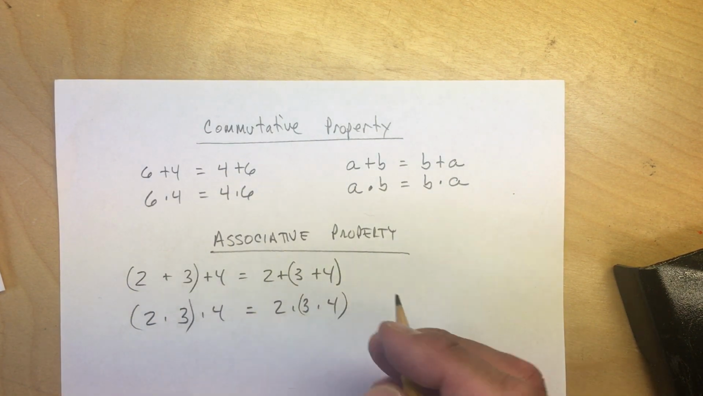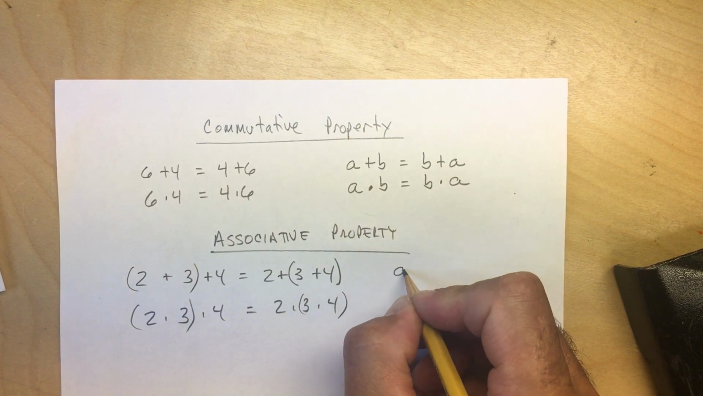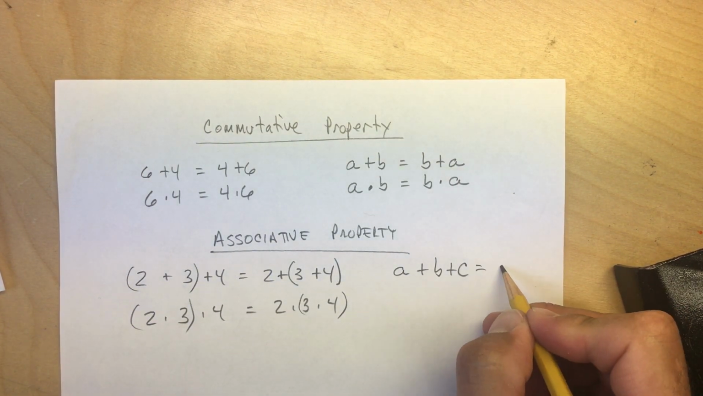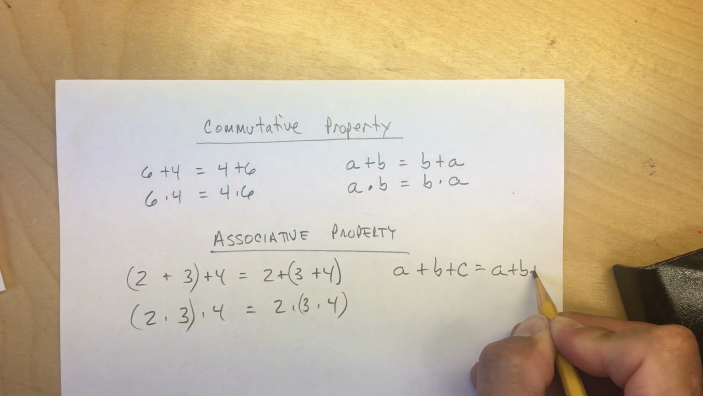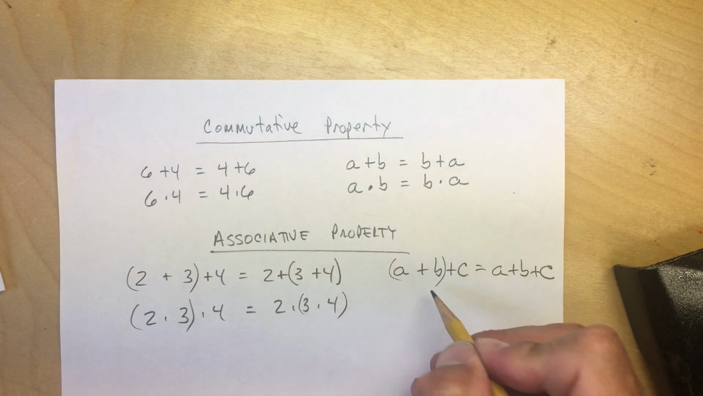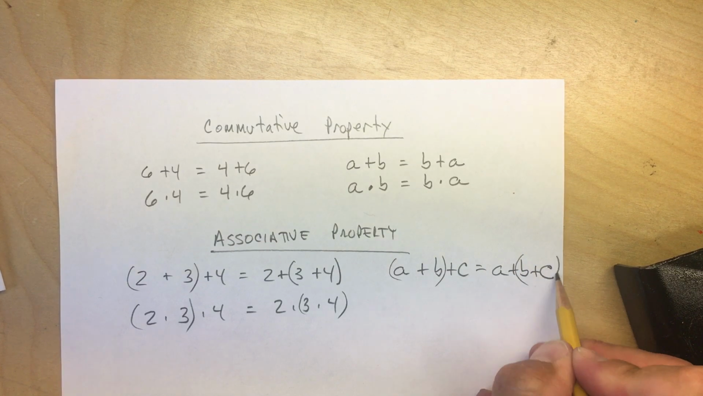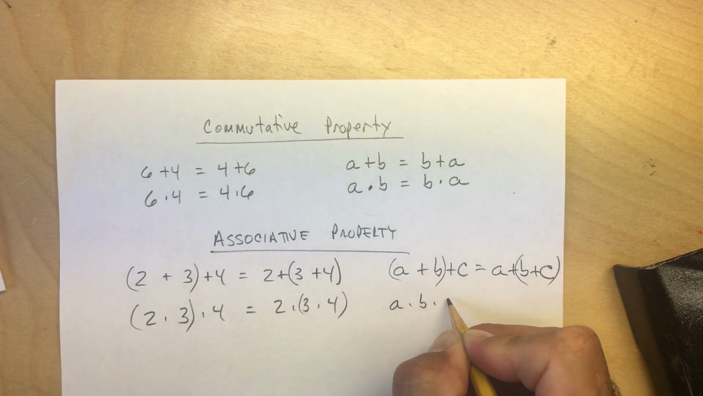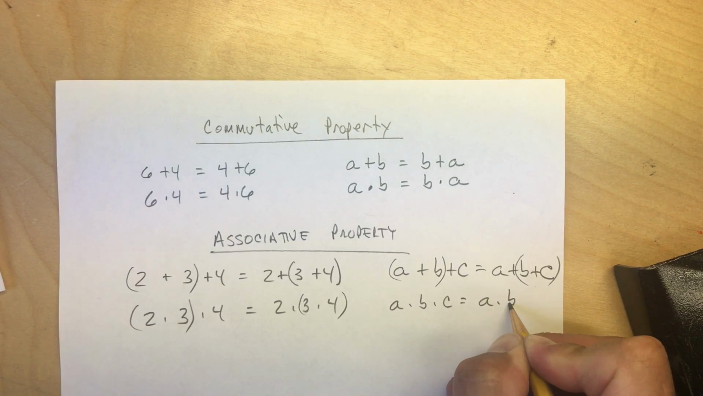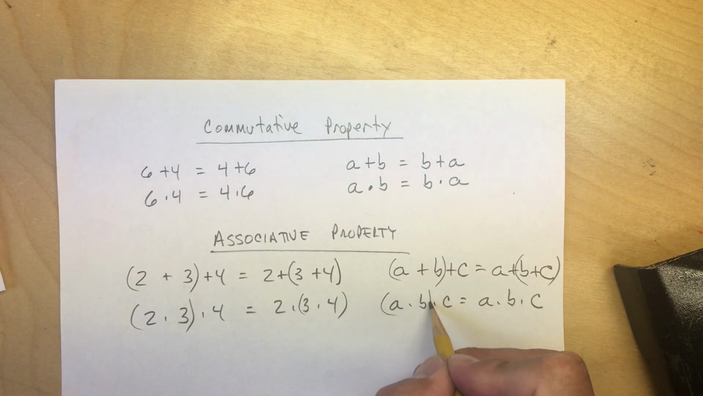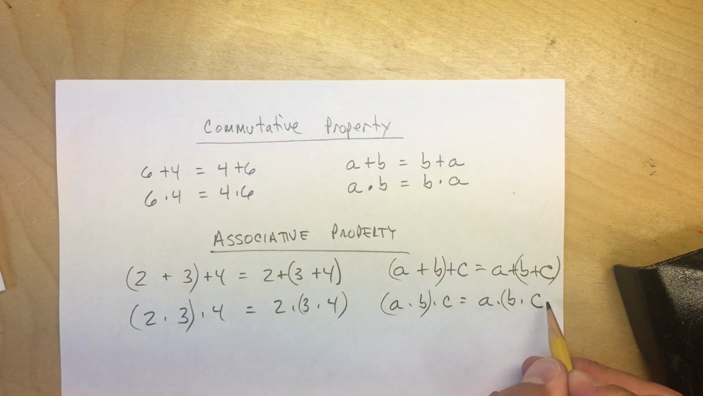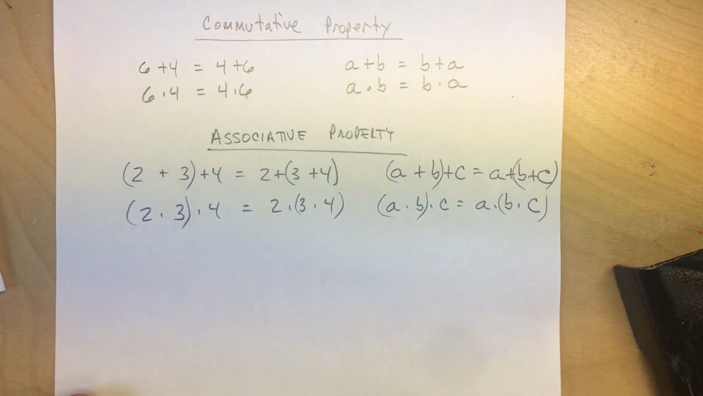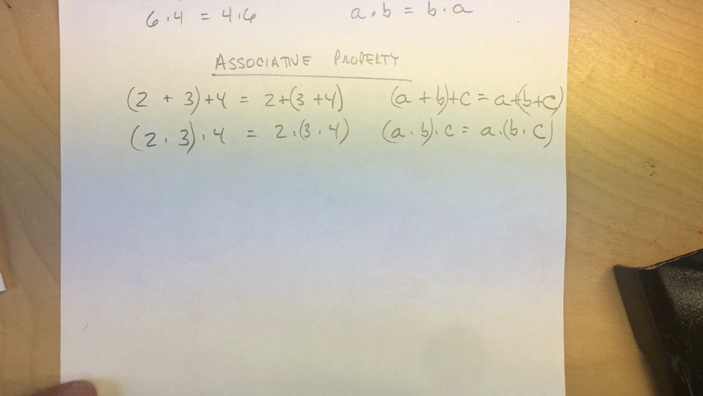From an algebra standpoint, it looks like this. If you had A plus B plus C, it's equal to A plus B plus C, and it doesn't matter if you add the A and B first or the B and C first. And the same holds for multiplication. You can multiply the A and the B first or the B and the C first. All right, let's keep rolling on. I hope these are familiar to you.